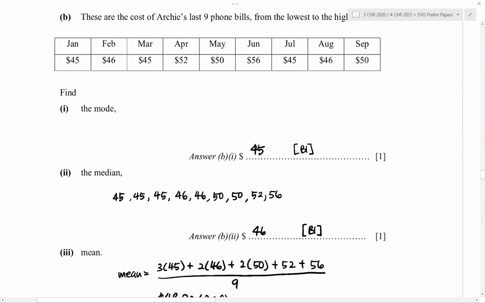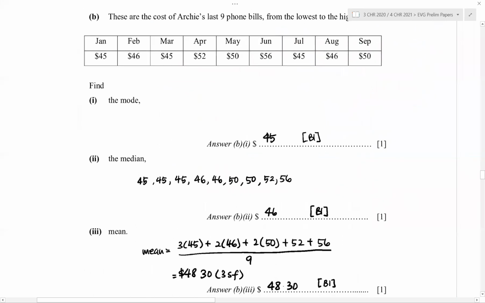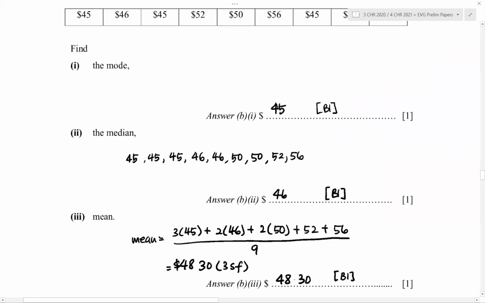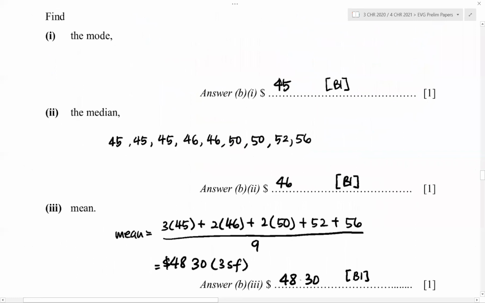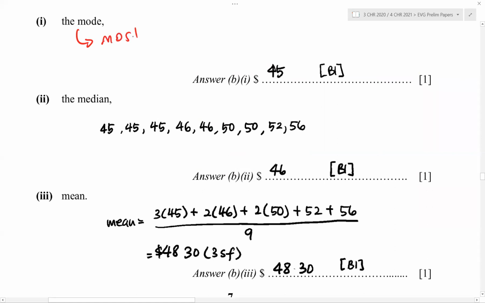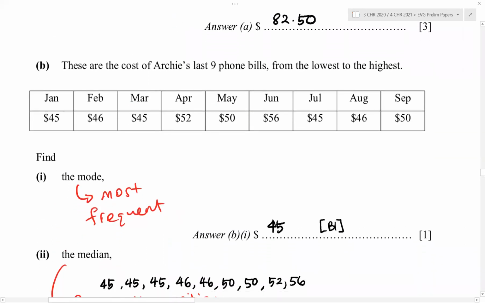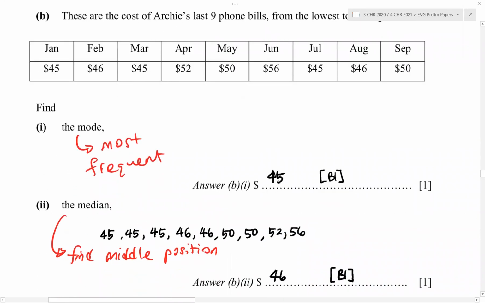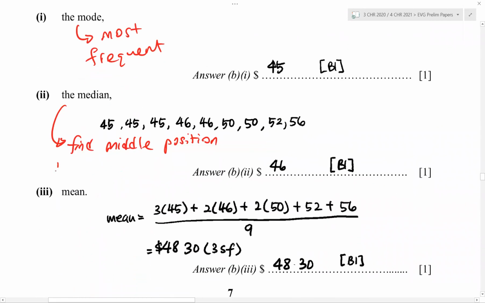Okay, then part B. Mode, median, and mean. Okay, try answer. Mode is the most frequent. Median, find the middle position. Okay, wait. Then find the value.